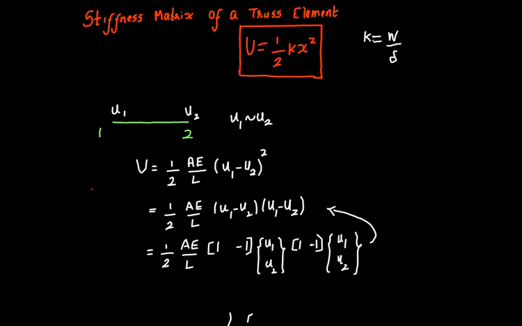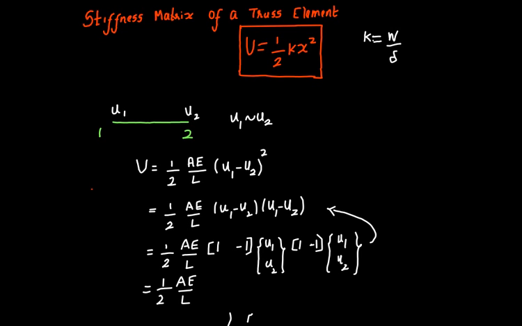If you just do this matrix multiplication, you are going to get the same step as above. Now in the next step, it's 1/2. This step is a bit crucial. It's 1/2 into AE divided by L, which is a constant. I'm going to interchange these two terms.